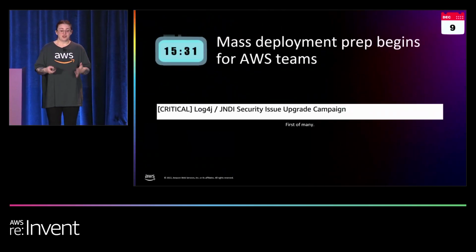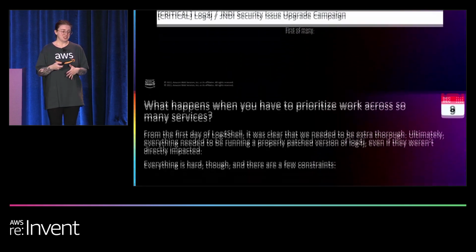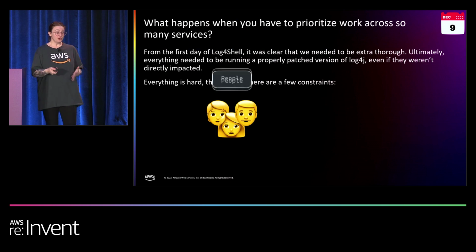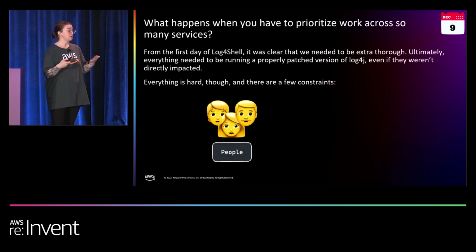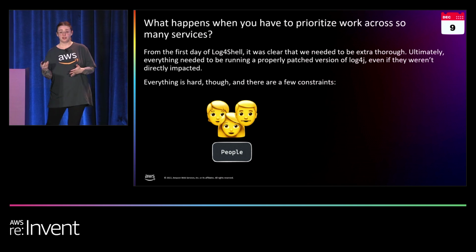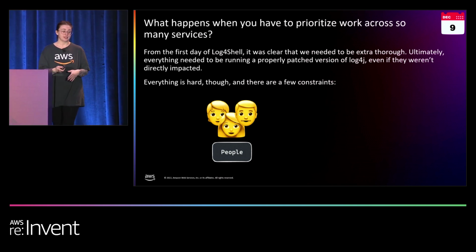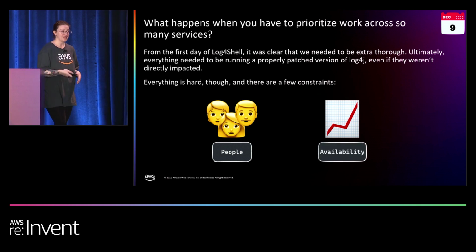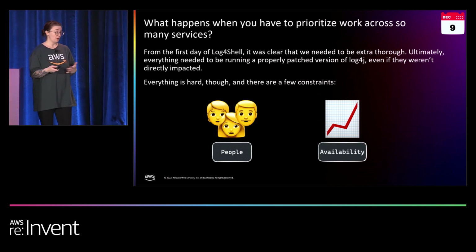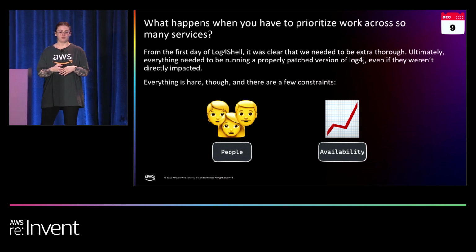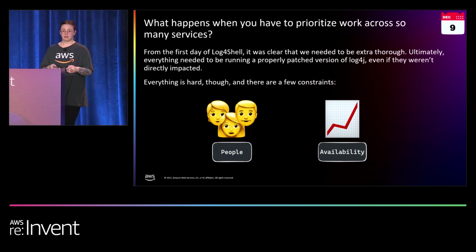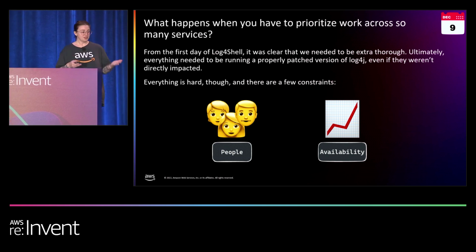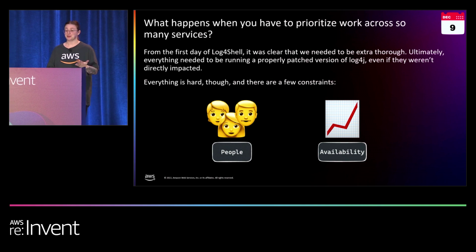But there are some constraints. You can't just patch everything right out of the box. The first is people. We have limited people. People are on vacation, people are on holidays, people were on call for things like December 7th. Then availability. We can't take any availability risks, even though we have to get a lot of work out for a potential security issue. This is kind of an evergreen bit of tension: you always have to weigh security versus availability.